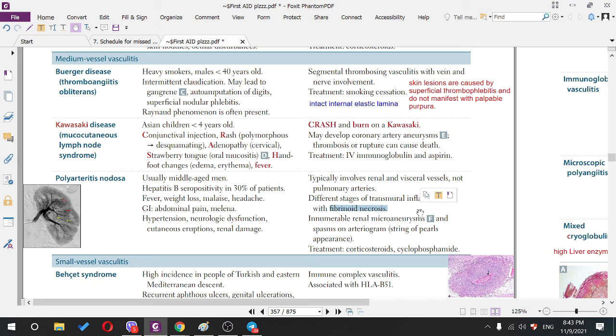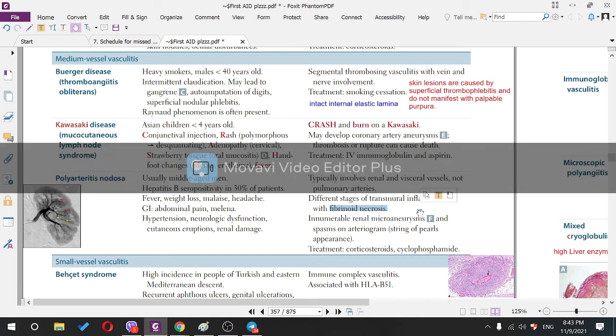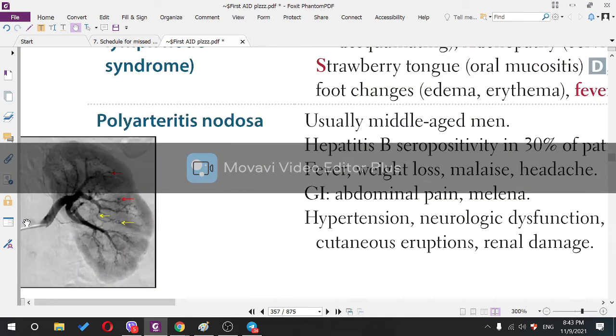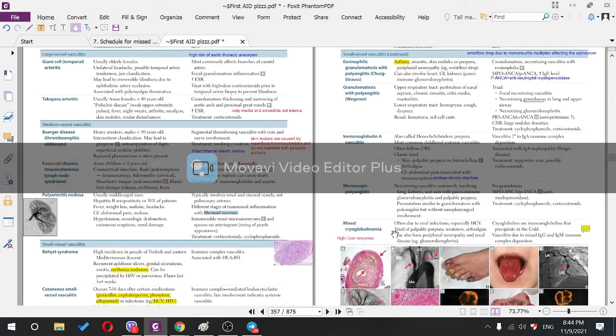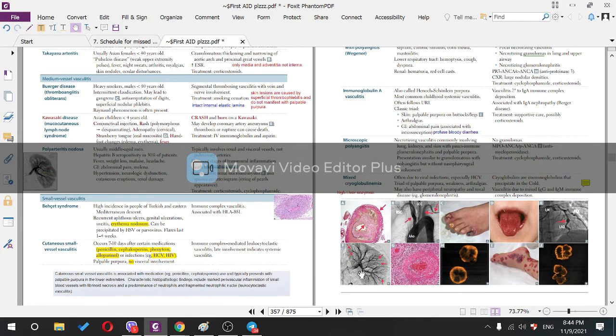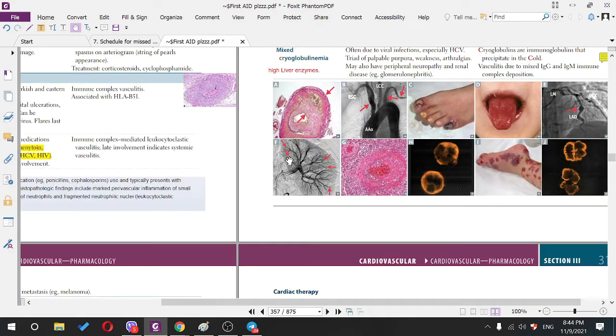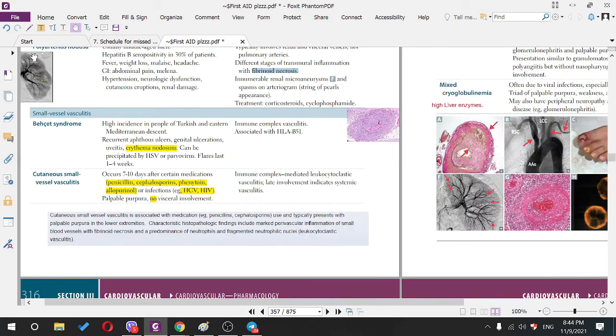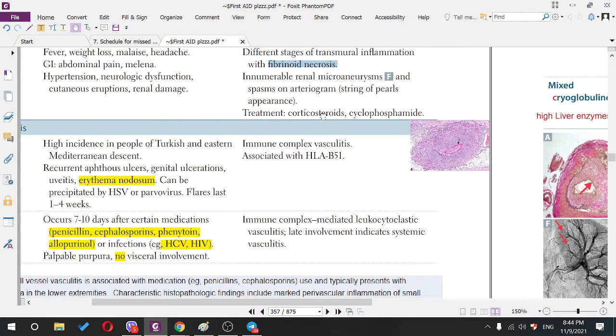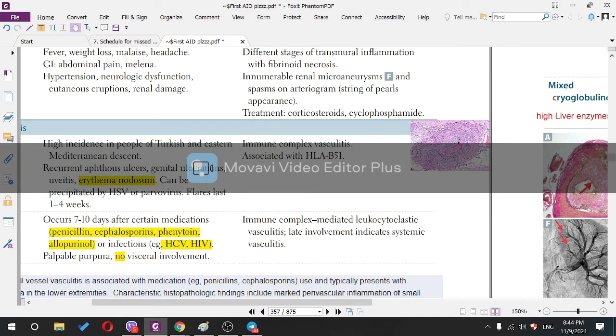So, here they write for us, there will be innumerable renal microaneurysms and spasm on arteriogram, string of beads appearance, which I just showed you here. And you can also see it here, like little aneurysms all over the place. Yeah? Okay. You must know what the treatment is. Treatment is with steroids and cyclophosphamide.